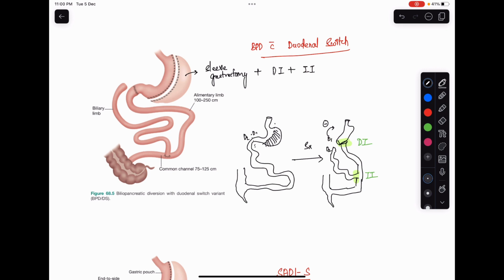So what are the advantages of duodenal switch compared to just BPD? We are having fewer marginal ulcers. Number one. Number two, we are having a longer common channel compared to traditional BPD. In traditional BPD, we are having 50 to 100 centimeters. But in BPD with duodenal switch, we are having 75 to 125 centimeters, a slightly longer common channel. So the weight loss will be less compared to BPD, and there will be less steatorrhea, and less risk of dumping syndrome.